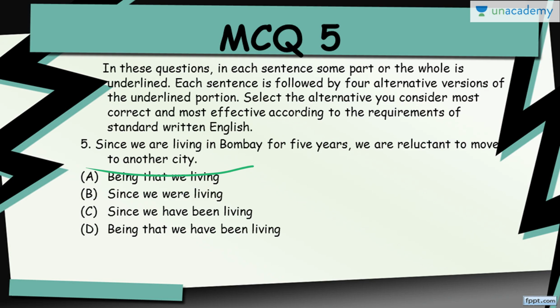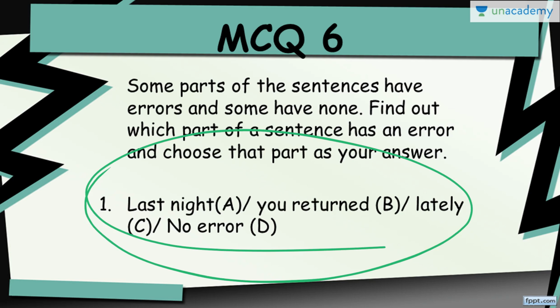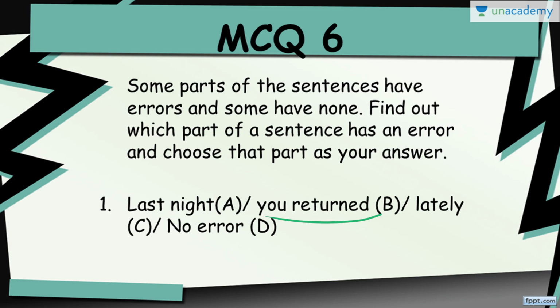So that's it for the 5th MCQ. Moving on to the next one. 6th MCQ. Some parts of sentences have errors and some parts have none. Find out which part of a sentence has an error and choose that part as your answer. So in this category, our first question says, last night, you have to find out which part has the error. We have done this kind of questions, so it's fine by us. I don't think we need to explain this once more. So the option says, last night, you returned lately or no error.